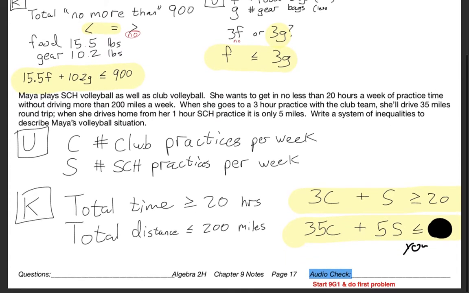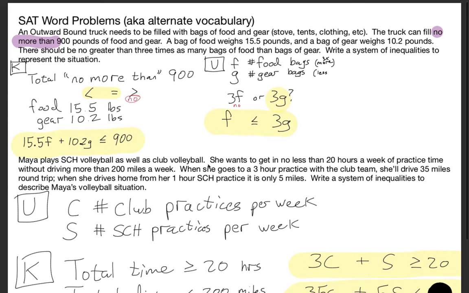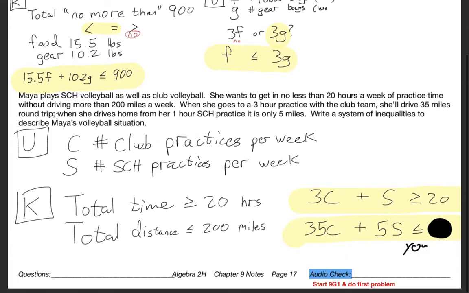Here, Maya plays SEH volleyball as well as club volleyball. I know a lot of you athletes out there play club and also play for us as a school. So I wrote an SAT-looking inequality based on volleyball. She wants to get in no less than 20 hours a week of practice time without driving more than 200 miles a week. So she's going to go to her volleyball practice at SEH and she's going to go to her club volleyball. And so we've got some details about this.